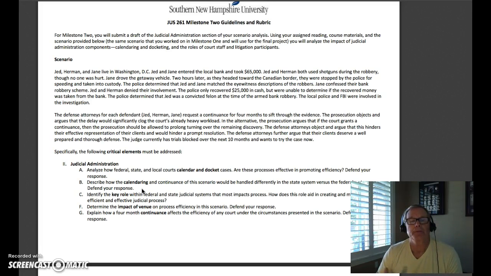So the calendaring part of that is that it tends to be a little bit more efficient in terms of how the court operates. Also, if you're the judge assigned to a particular case from beginning to end, you're probably going to be a little bit more hands-on in terms of trying to reach a disposition with this case, whether it's a criminal or a civil case.